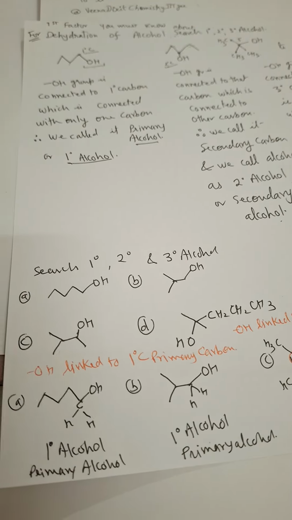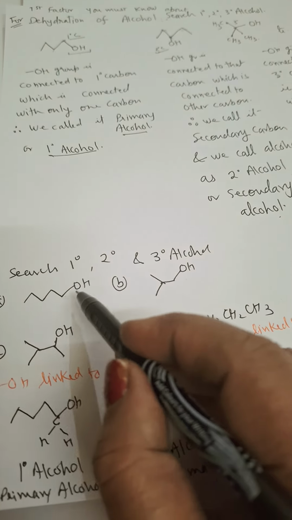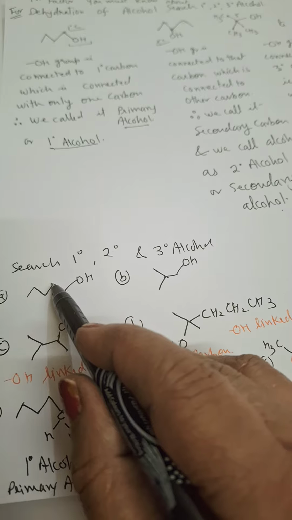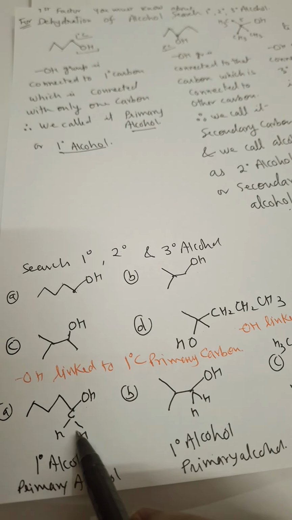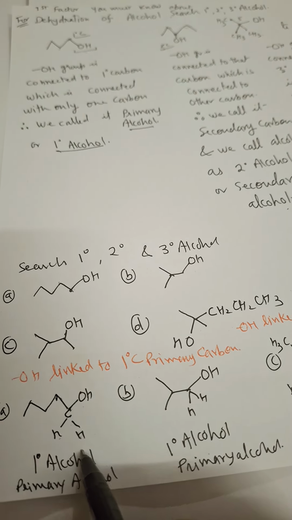Now, I will give you a few examples. Write this. Here this OH group is linked with this carbon. How many carbons is it linked with? Only one. So this is 1 degree carbon. The other two are CH2, so it is linked with only one carbon. So it is 1 degree carbon.